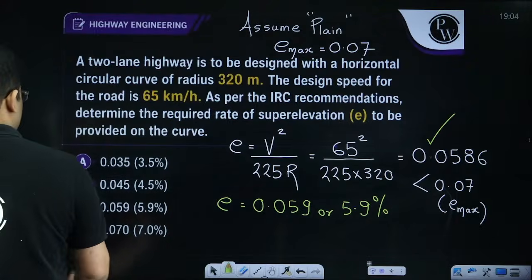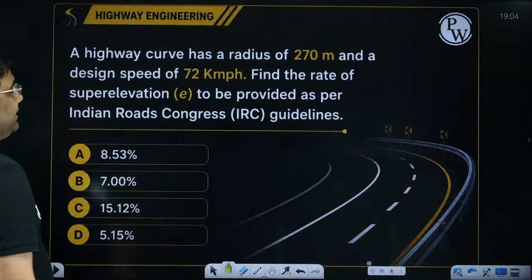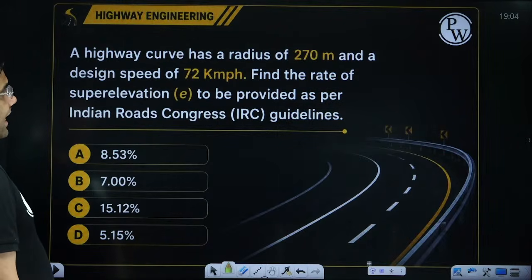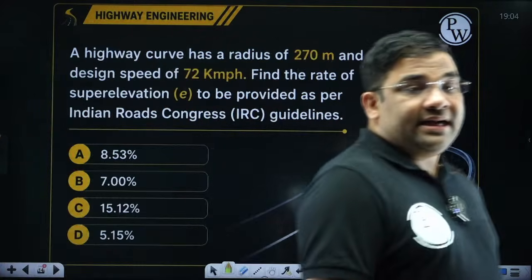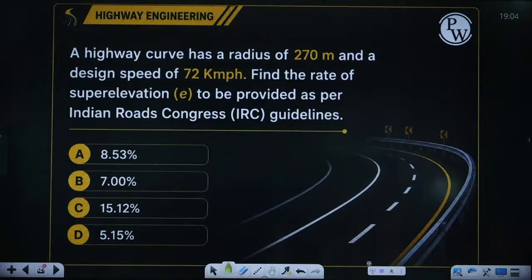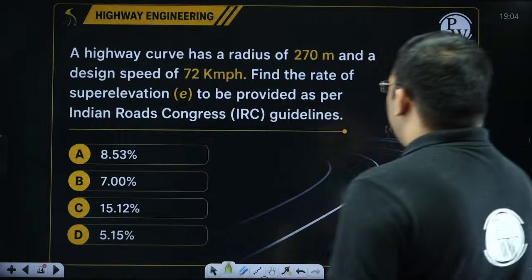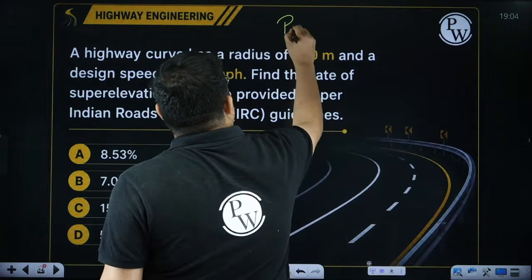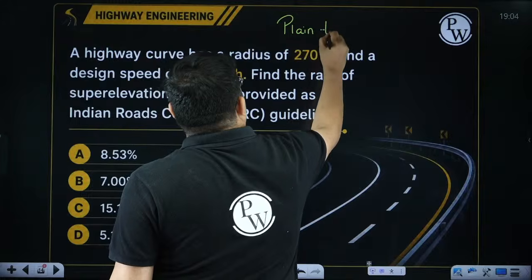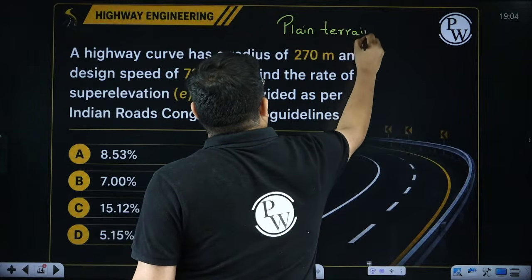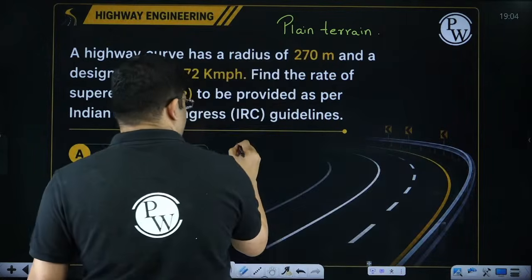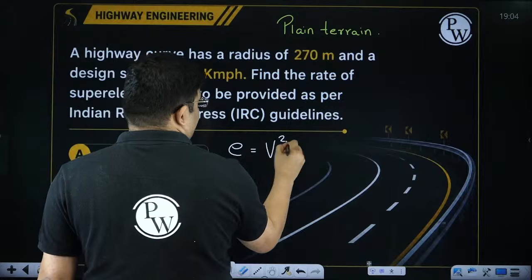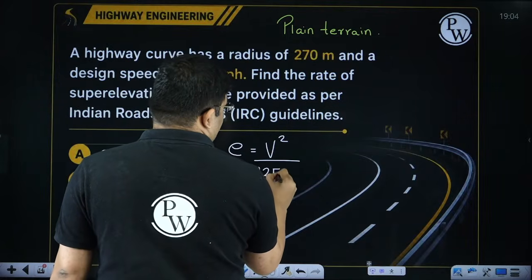You see here, what is written? A highway curve has a radius of 270 meter and design speed of 72 km per hour. Find the rate of superelevation to be provided as per IRC guidelines. So here again it is not mentioned, so what we will do? We'll assume plain terrain. And here, if we use the same equation, E is equal to V square by 225 R.